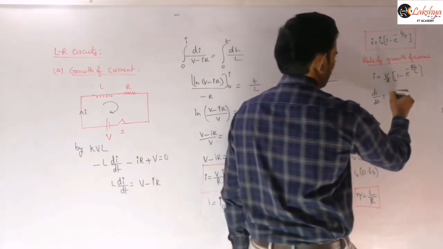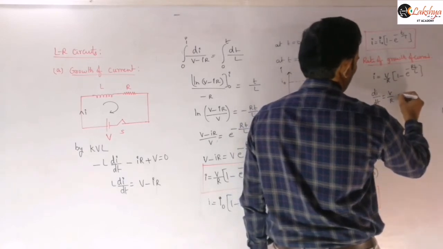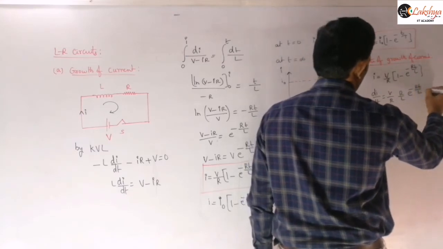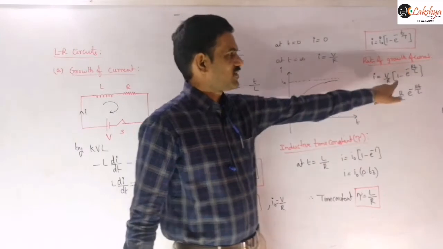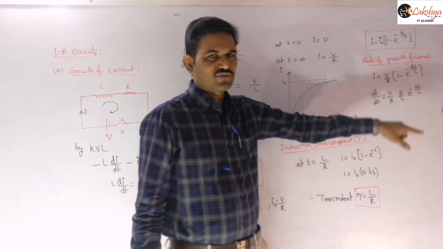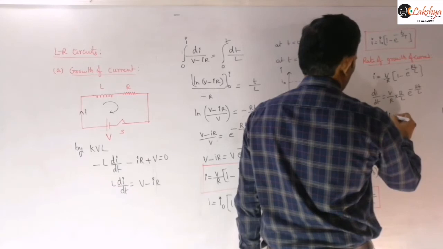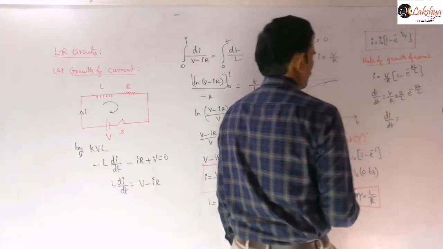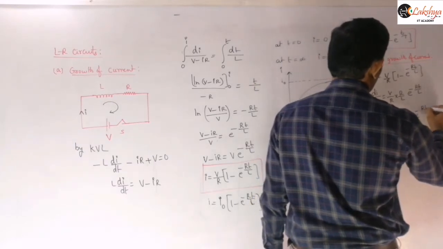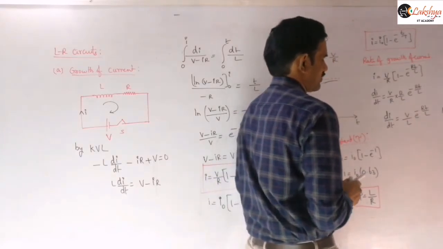So the di by dt is nothing but V by R into R by L into e power minus RT by L, right? That means one differentiation is 0, then minus, and after internal differentiation minus R by L you will get. So minus of minus, plus you will get there. Therefore di by dt is equal to V by L into e power minus RT by L. So now this is our rate of growth of current here.